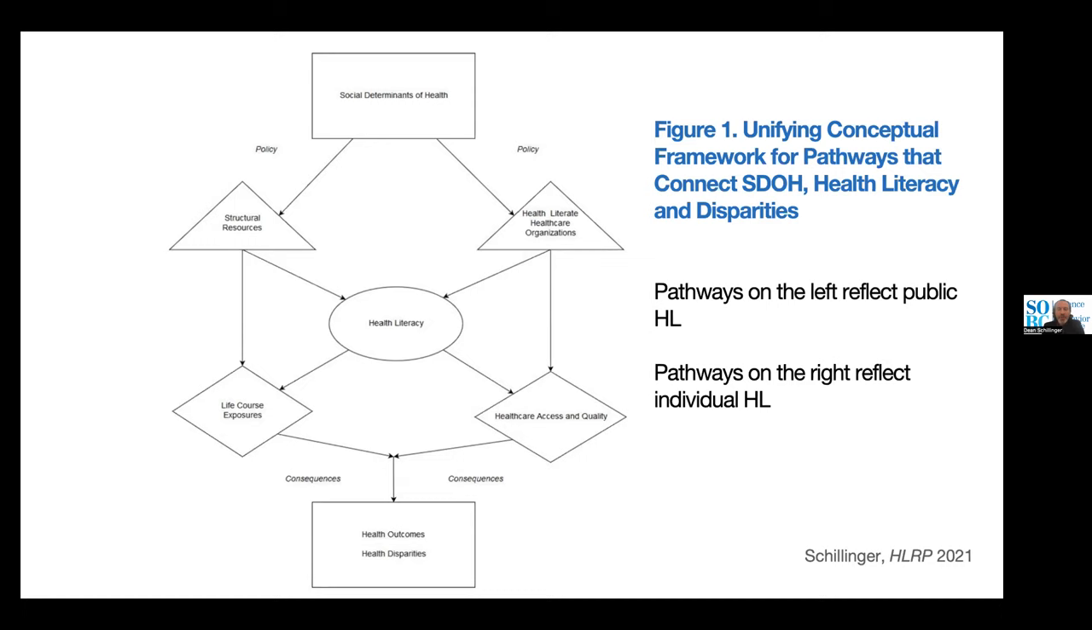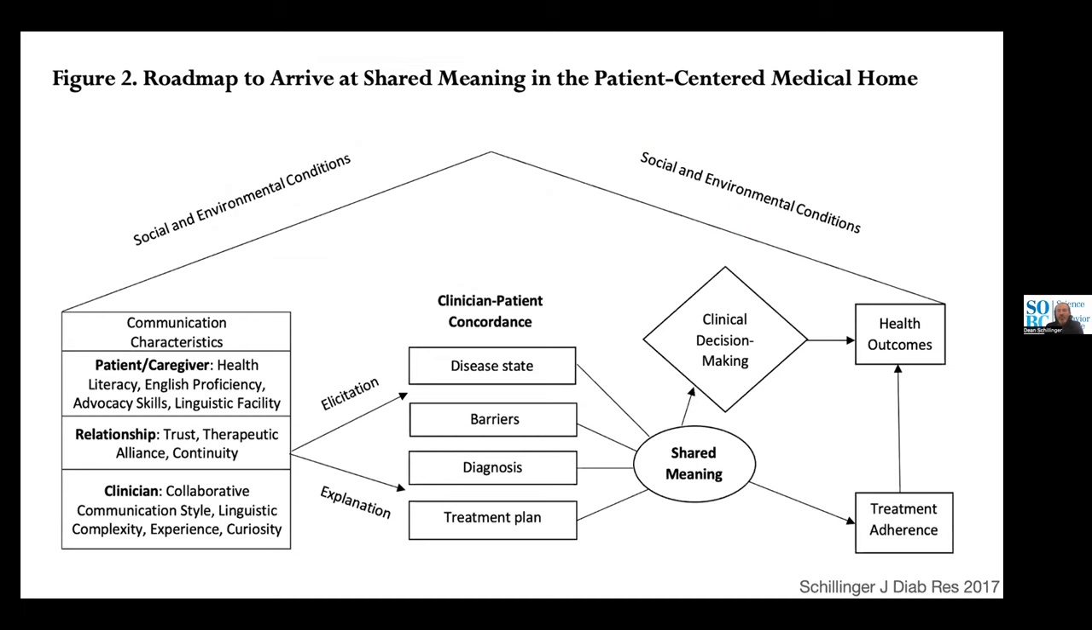Now, if we just focus on the right side pathway and focus on the dyad, as Dr. Otto asked me to remind us, we can begin to see what a health literate healthcare organization will enable with respect to clinician-patient dyadic relationship and communication. So understanding that a patient and clinician come together in the midst of existing social and environmental conditions, you'll see on the left that the patient and their caregiver and the clinicians enter the relationship with a number of communication characteristics, including but not limited to the health literacy of the patient and the communication style and linguistic complexity of the clinician.